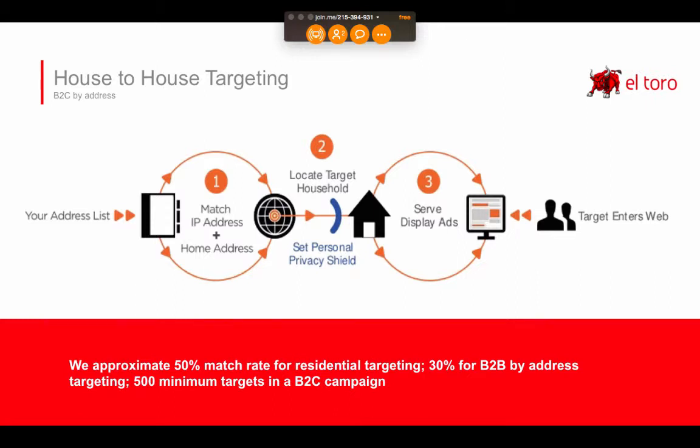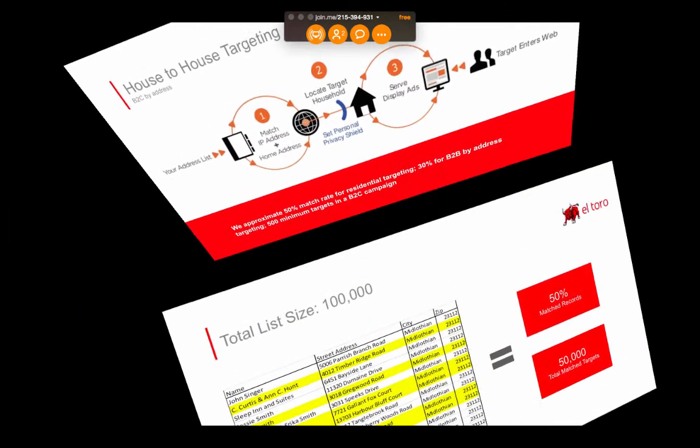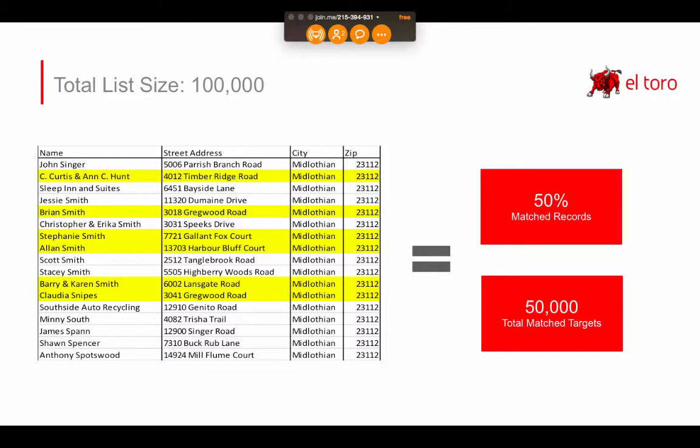As I said, we match at about a 50% rate for residential campaigns, 30% for B2B by address, and if you give us more time on the B2B side, we can get that percentage up to 100%, but this 30% represents the percentage if you just ran it with the algorithm without having any conversation with us. Now keep in mind, when you're running a residential targeting campaign, there needs to be a minimum of 500 targets matched to run that. This is just a visual to show you what I'm talking about. So here we have the addresses, the name, and the zip code. 50% match rate is going to give us 50,000 people to target.